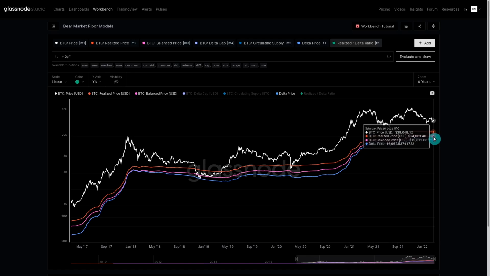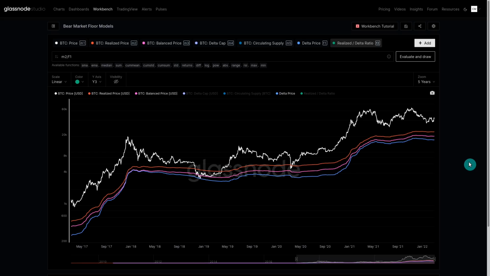Now, there's two other models you can see here, and these are the balanced price, which we can see here in pink, and the delta price shown in blue, which again are two of these models that Dave Puell and Willy Woo came up with back in the day.